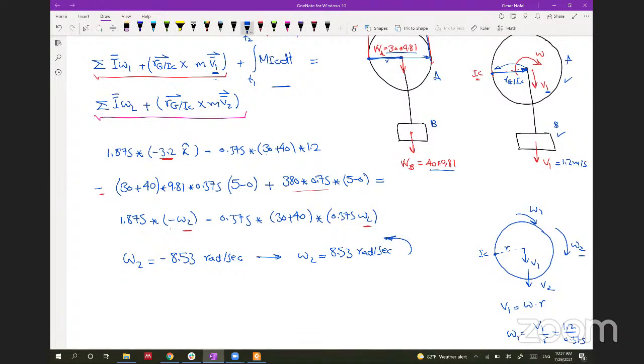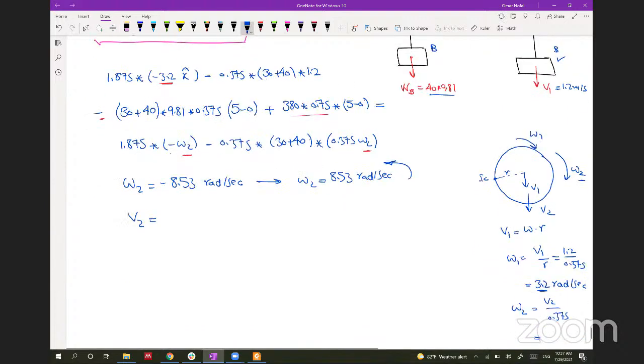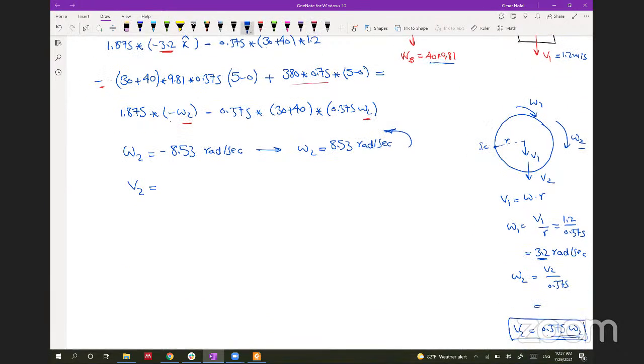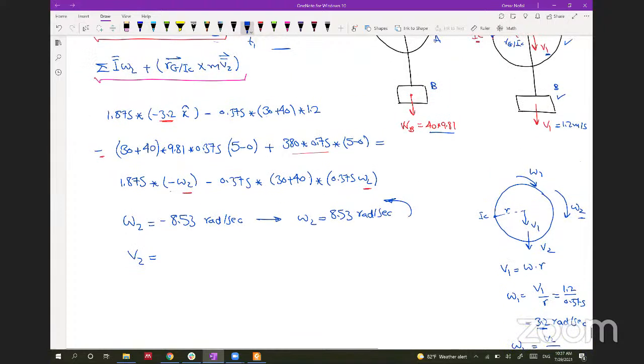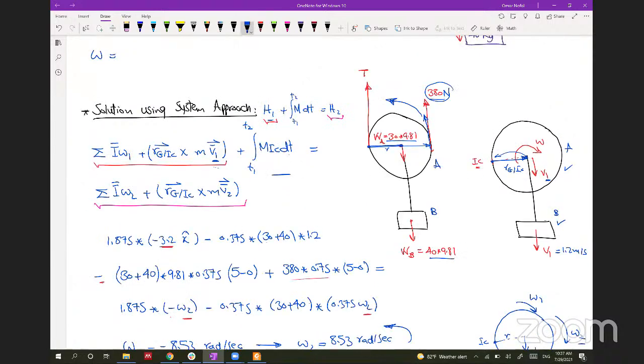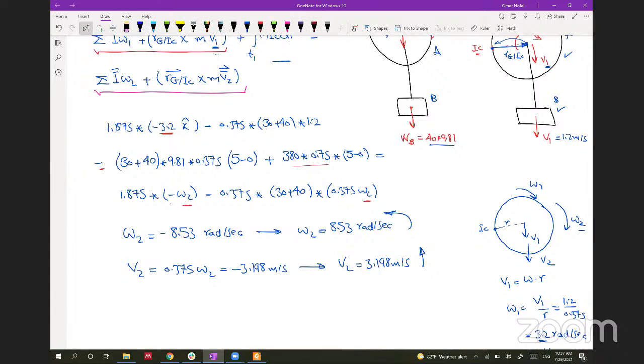And when you calculate omega 2, you will find that V2, by using this equation, should be equal to 0.375 omega 2, and this will give you negative 3.198 meter per second. This means that V2 has a magnitude of 3.198 meter per second, but it's going up, not down, meaning this pulley will be going up. So we got the omega and we got the V's.